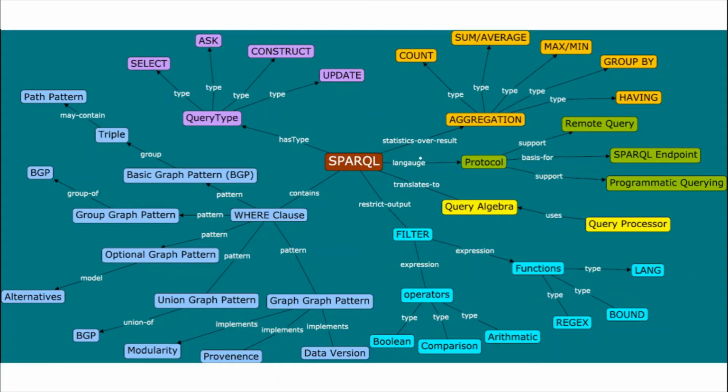Before moving to the details of the language, let us try to have a bird's-eye view of the language itself, so that we know what the things are that we are going to discuss, right? If you look at SPARQL, SPARQL is a language as well as a protocol, right? And what does this protocol support? It supports remote query, right? And this protocol is really a basis for what we call a SPARQL endpoint. This is a very important terminology for us. SPARQL endpoint. So what are those?